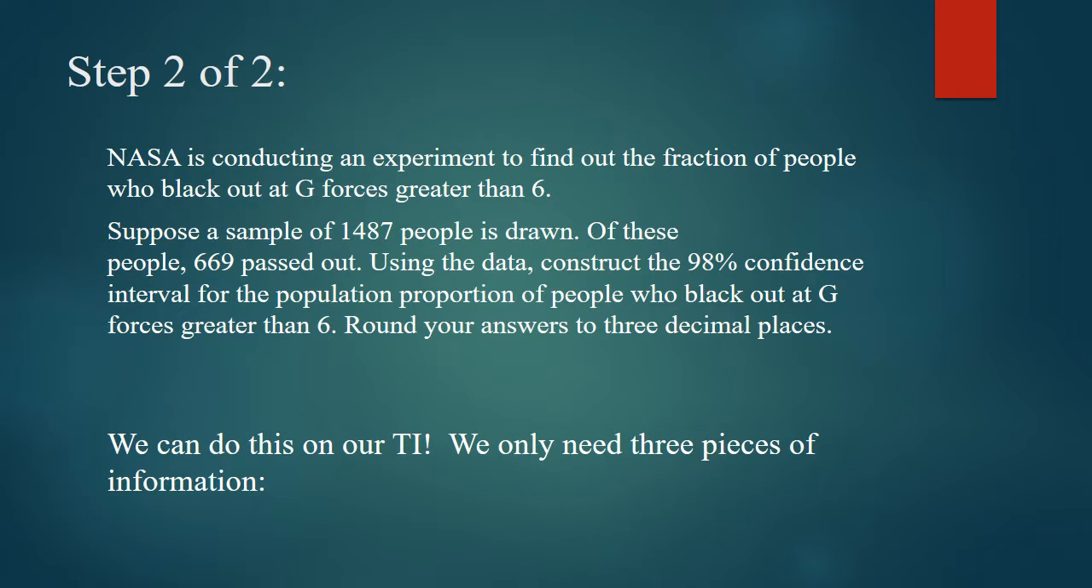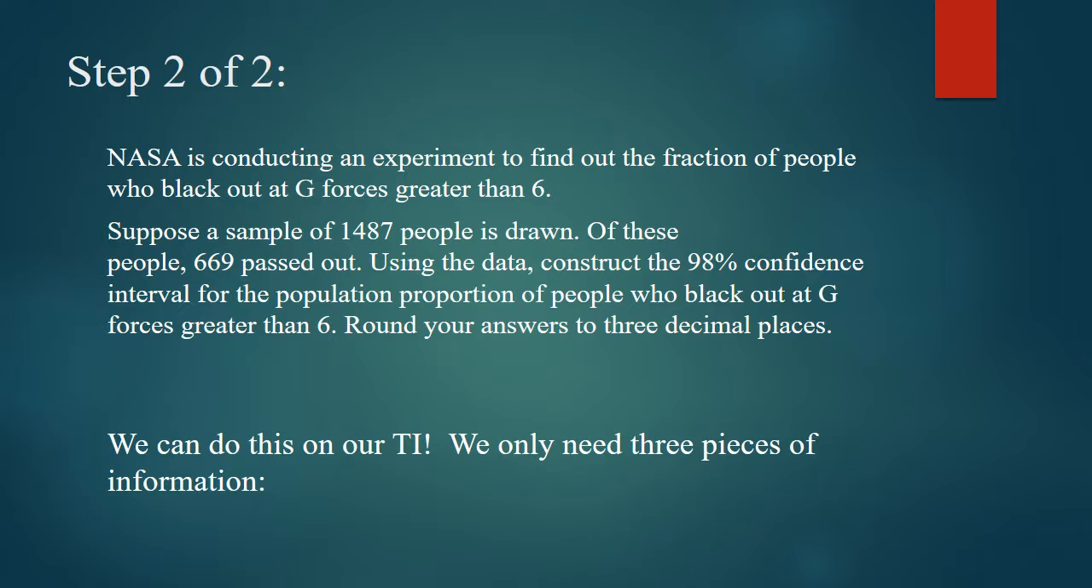Now step 2, same scenario, but in this case, we want to construct the 98% confidence interval for the population proportion of people who black out at G-forces greater than 6, because we know that every sample we take is different. And so every time you're probably going to get a different sample proportion. So we want to figure out a range of values that we believe contains our true population proportion. And again, we're going to round to 3 decimal places.